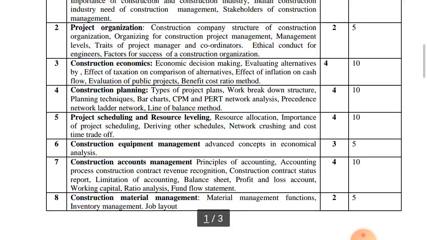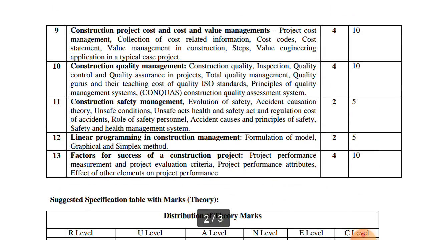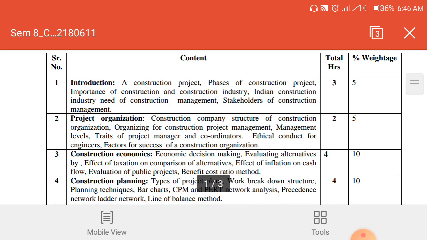Here there are a total of 13 chapters, and one by one we discuss them. So chapter number 1 is the introduction. In this introduction chapter we discuss what a construction project is, different phases of the construction, the importance of the construction and construction industries, Indian construction industries, and stakeholders of construction management. Now in this chapter the most important topic is phases of a construction project.